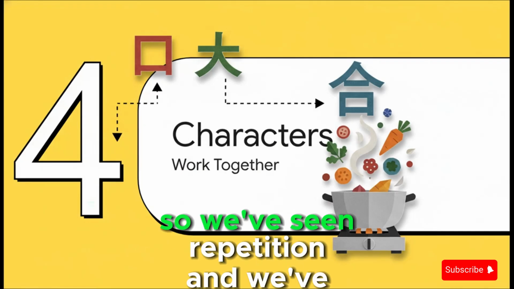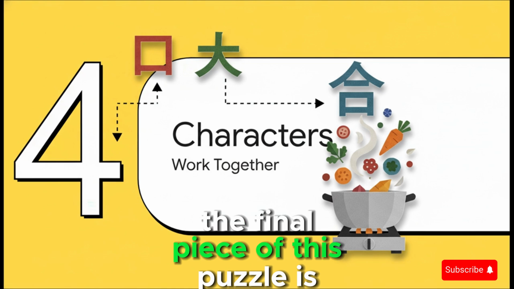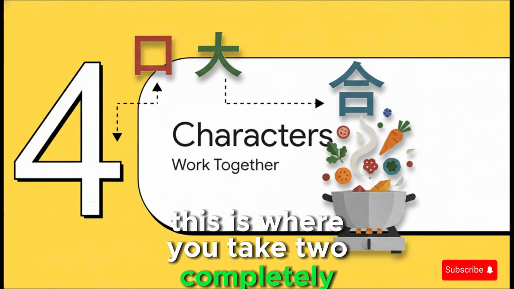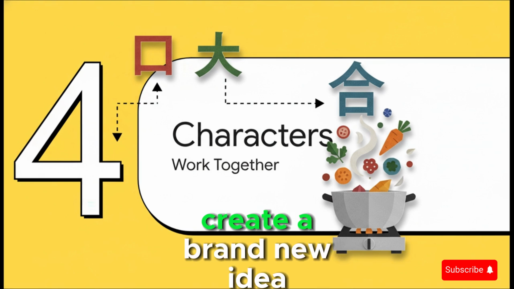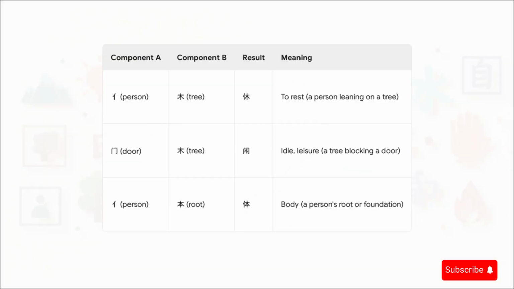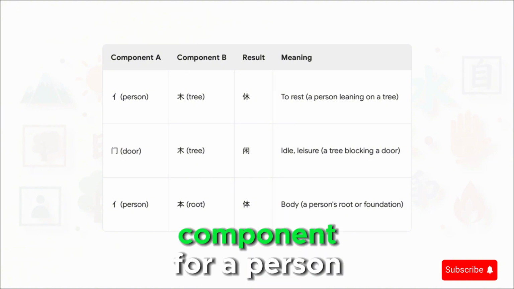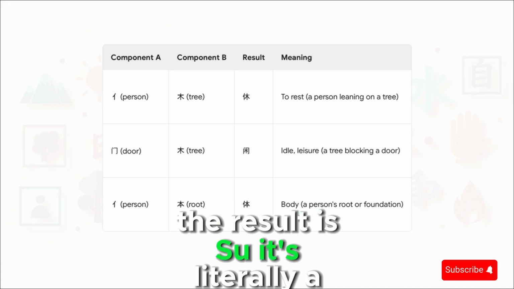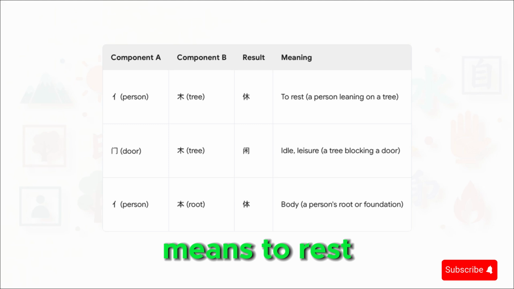All right, so we've seen repetition and we've seen modification. The final piece of this puzzle is combination. This is where you take 2 completely separate characters, each with its own meaning, and you put them together to create a brand new idea. It's kind of like a recipe. Let's look at a few of these recipes. In the first row, we're combining the little component for a person with our tree, Mu. The result is Xiu. It's literally a picture of a person leaning against a tree, and it means to rest.